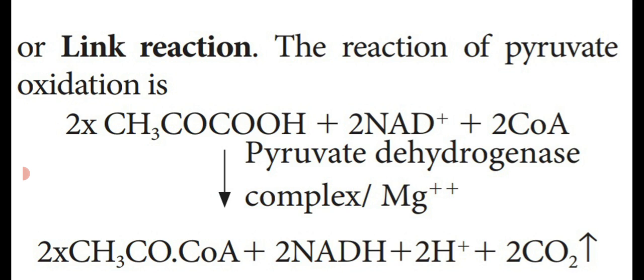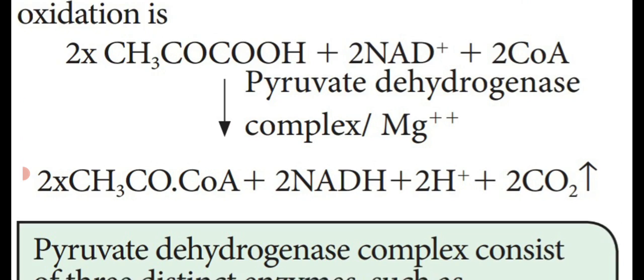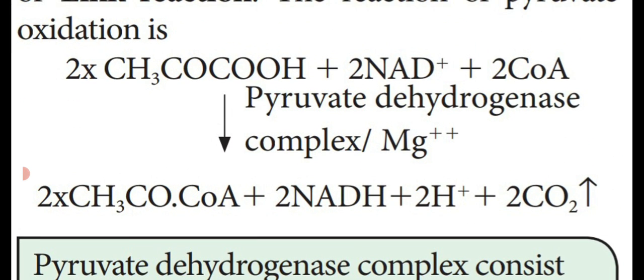The overall reaction of pyruvate oxidation, or link reaction, is 2 molecules of pyruvic acid plus 2 NAD plus 2 coenzyme A, in the presence of pyruvate dehydrogenase complex plus magnesium ions. So this pyruvic acid combines with coenzyme A. At that time, 2 molecules of NADH2 plus 2 molecules of carbon dioxide are produced during the link reaction.